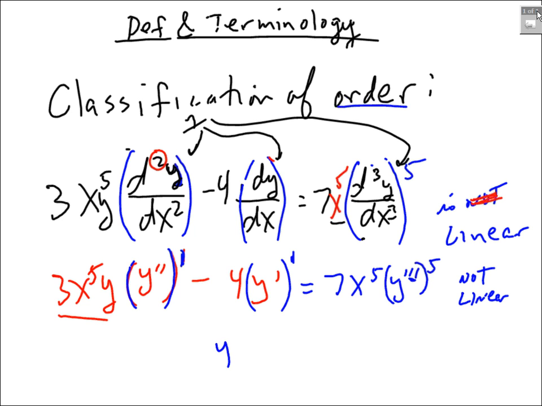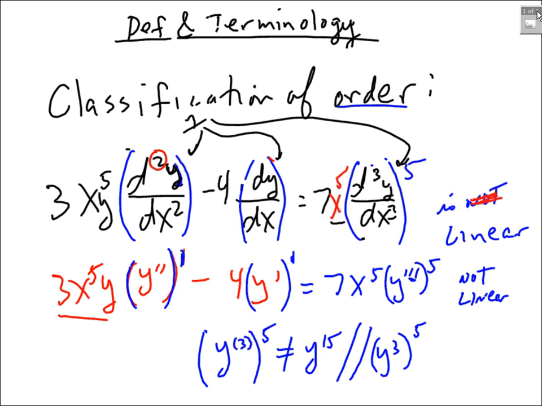Do not think that y cubed to the 5th, whether I put it that way or I put the brackets, is y to the 15th. These brackets say a lot. They're saying the number in there is the number of times we're taking the derivative of y. It's notation. This completes the section on definitions and terminology.